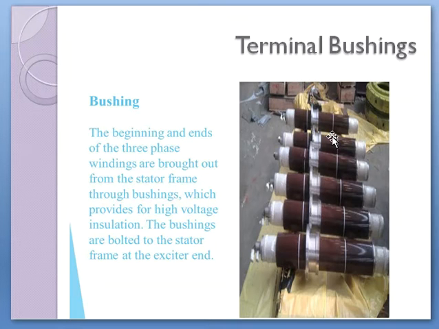Now, the voltage that is generated at the terminals of the stator is to be brought to the external through three terminals, by means of the porcelain bushings. The beginning and end of the three-phase windings are brought out from the stator frame through bushings which provide high voltage insulation. The bushings are bolted to the stator frame at the exciter end.